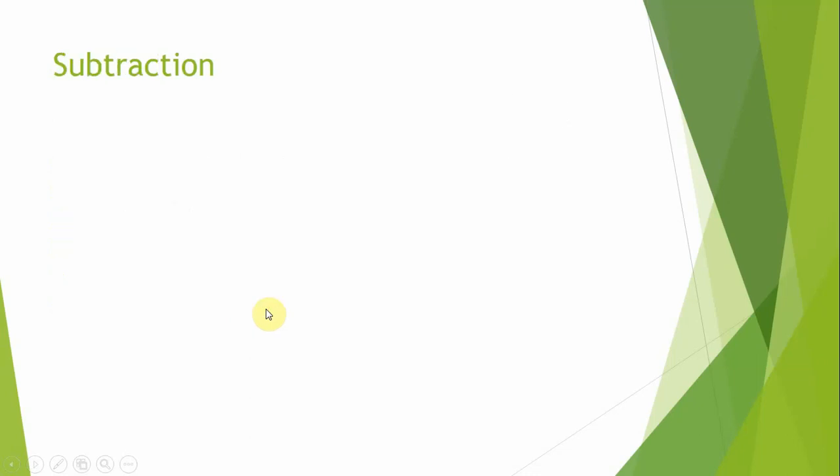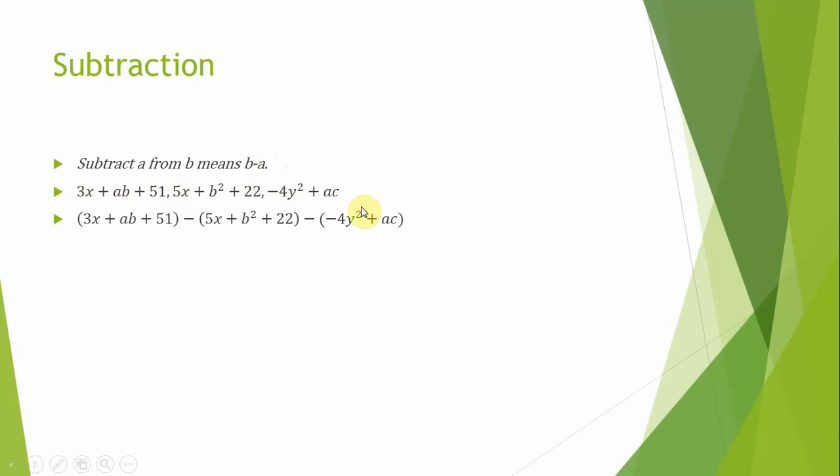Let's have a look at subtraction. Before that, let's recall that subtracting a from b means b minus a. So that is what the expression becomes. We will consider the same three algebraic expressions and we will subtract the second and the third expression from the first one, which means we will place a negative sign before the second and before the third expression. So writing it in brackets and placing a negative sign, we get this expression.